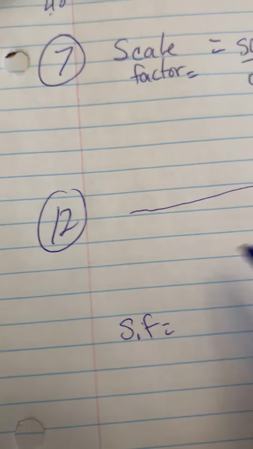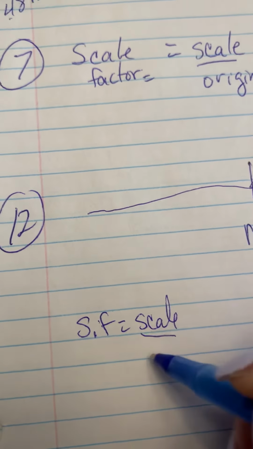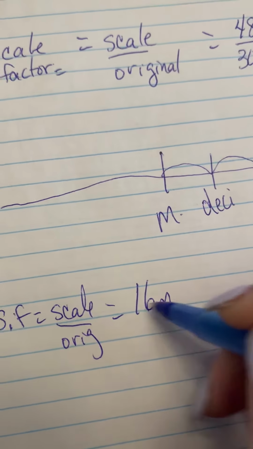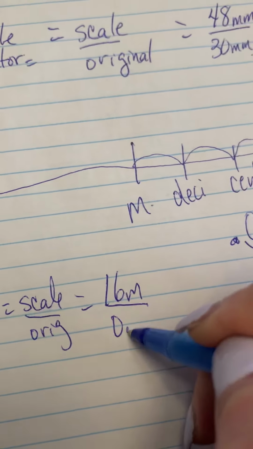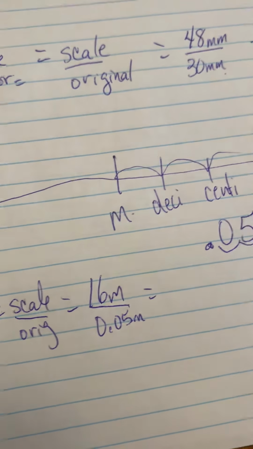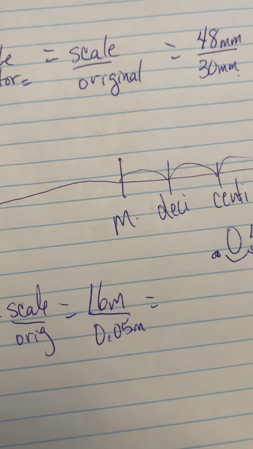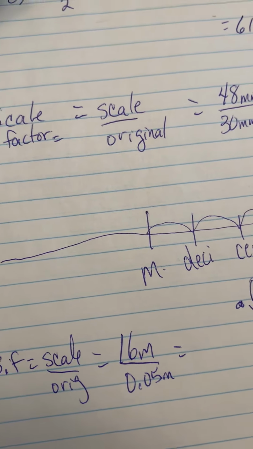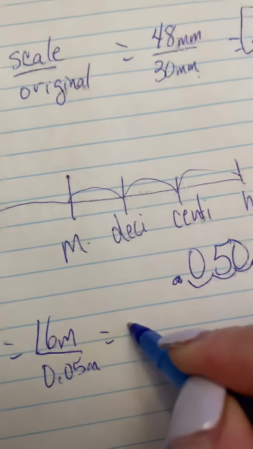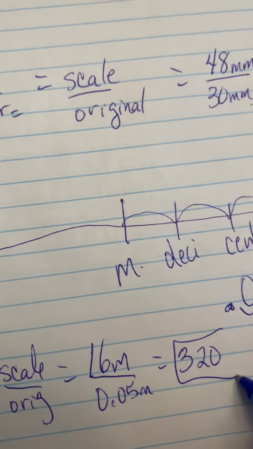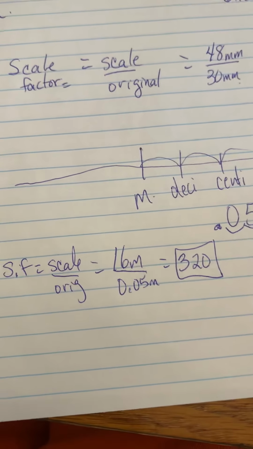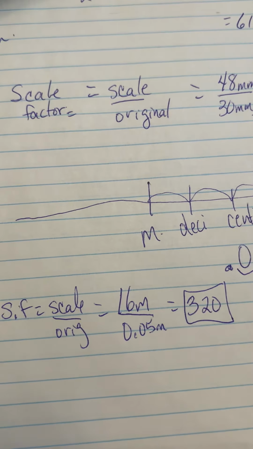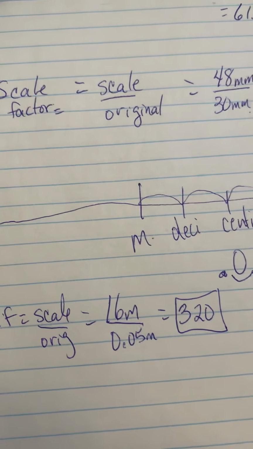Scale factor is equal to scale over original. So the scale is 16 meters. The original is 5/100ths of a meter. Line and a fraction means to divide. And we get that the scale factor is 320, which seems like a big number, but we have to think about it. It starts off really, really tiny, turns out onto the big screen. Okay, so that is the scale factor.